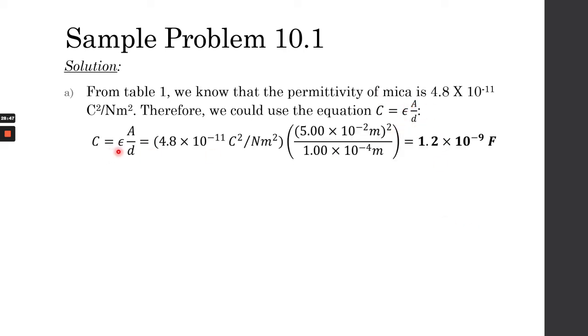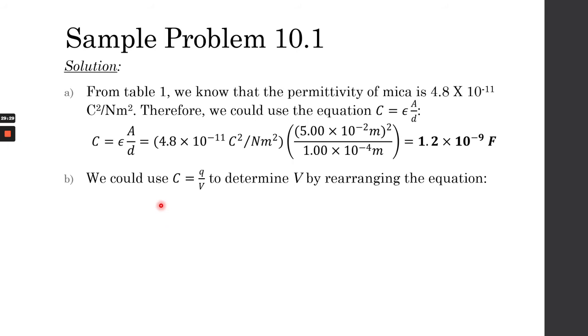So, basically, substituting all the numbers. This is from the table, the permittivity of the mica. Mica is an insulating material, a dielectric. And the area of a plate, basically any plate, is S squared. You multiply the side by itself, especially if it's a square, or length times width. And divided by the distance that we're given. So we know that the capacitance of our capacitor is 1.2 times 10 raised to negative 9 farad.